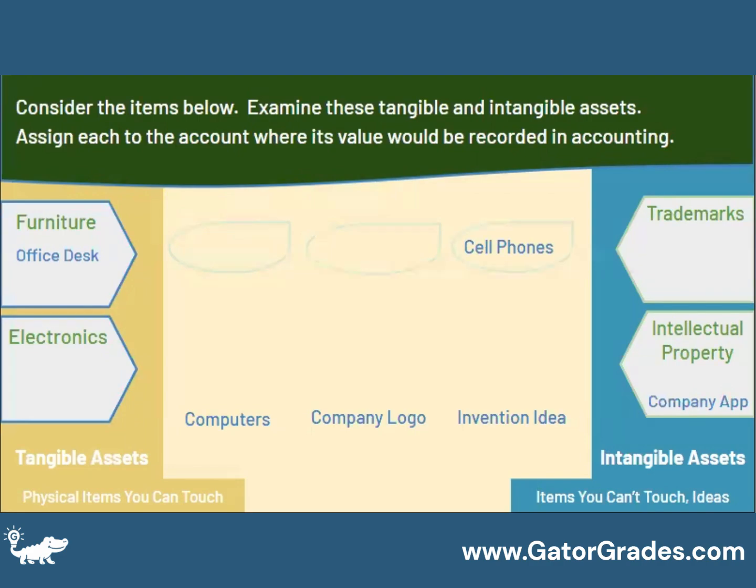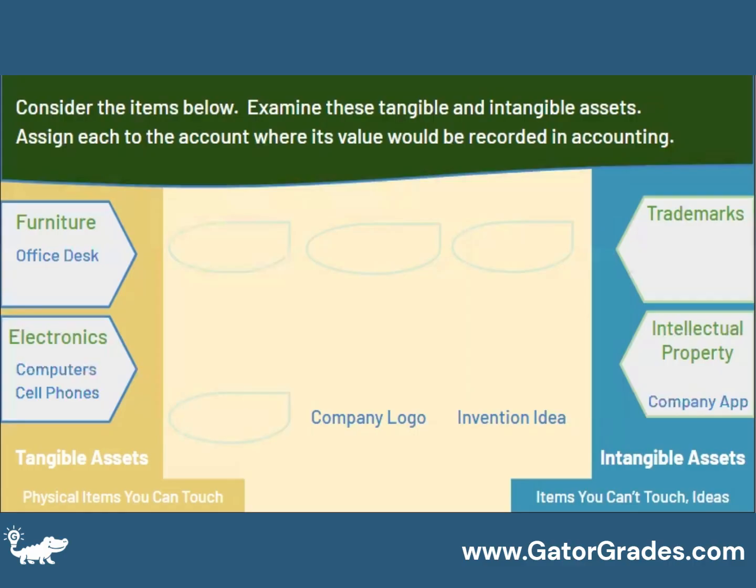Our next items are cell phones. Would the value of these cell phones be recorded in the furniture, electronics, trademark, or intellectual property accounts? Did you say electronics? The value of the cell phones are recorded in the electronics account. Computers, like cell phones, would also be recorded in the electronics account.